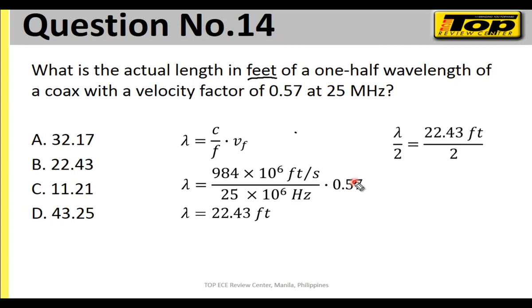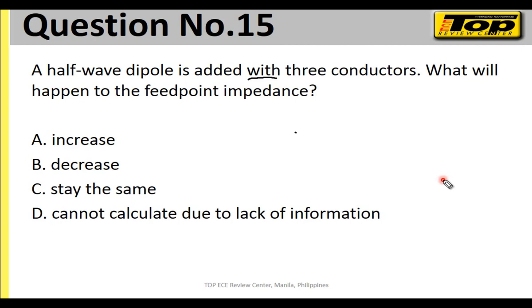And then we're going to divide it by 2 because we are asked of 1/2 wavelength. Okay, so di-divide lang natin sa 2 and it will give us 11.21 feet. Okay, so the answer is letter C. Okay, kung hindi mo naman alam yung C in terms of feet per second, pwede mo naman gamitin ito in meters per second. This will give you meters. Divide mo sa 2 and then convert mo into feet using your calculators. Okay, so that's number 14, letter C. Okay? Next number, number 15.